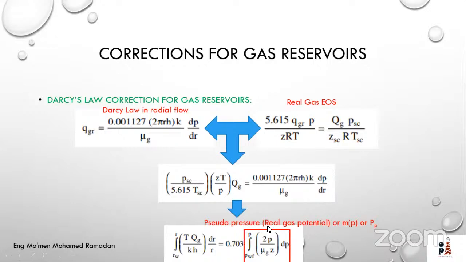And this box is the pseudo pressure, or the real gas potential. Some you will find in the literature call it M of P, others call it P sub P. But in any case, it equals the integration of 2P over mu Z from your base pressure, from 0 actually, to your pressure. Because we integrate, the integration limits are from the BHF to the reservoir pressure, but the pseudo pressure is actually integration from 0 to your pressure.